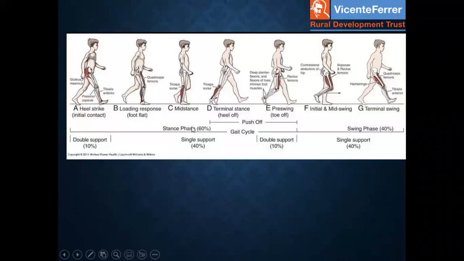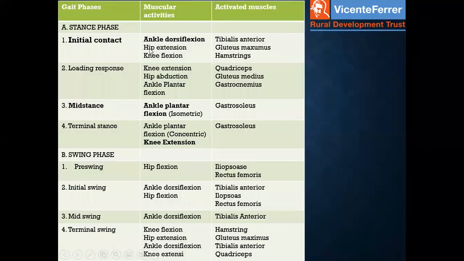These are not important. These are the muscle activities that happen in different phases of the gait, and what functions those muscles have. In initial contact, there will be ankle dorsiflexion, so that's why you will have heel initial contact. For ankle dorsiflexion, tibialis anterior is the muscle helping. Similarly, in the mid stance, there will be isometric ankle plantar flexor activity.